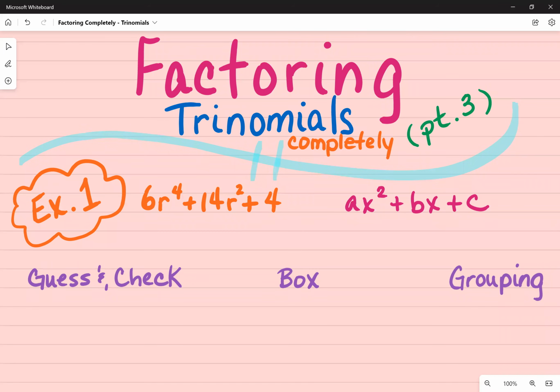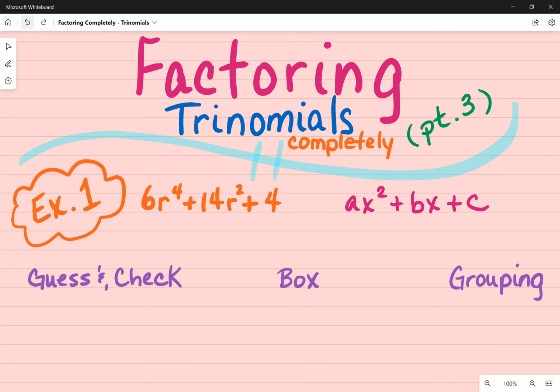I am continuing the factoring series. The last video was on factoring trinomials. However, this one is factoring trinomials, but I want to go to a higher exponent. The last video was the quadratics, which stopped at the highest exponent of 2. But as you can see here in this example, my highest exponent is 4.